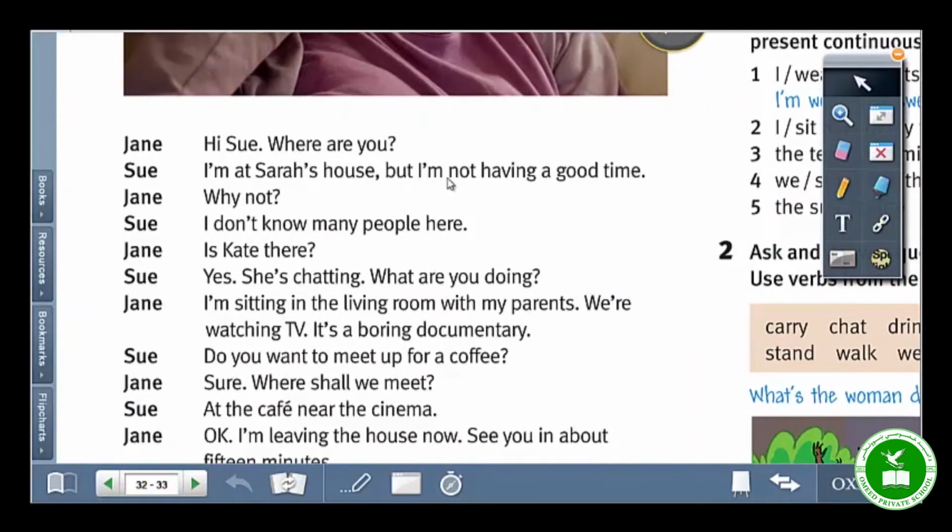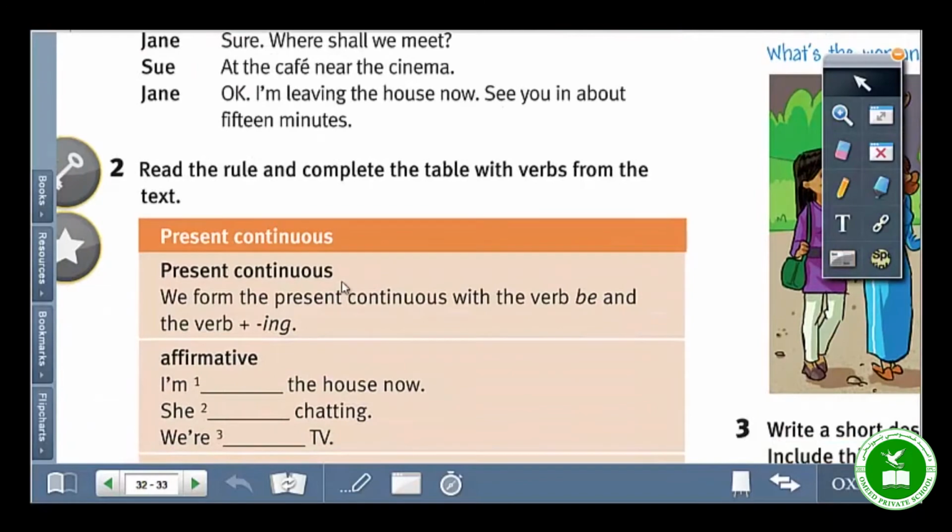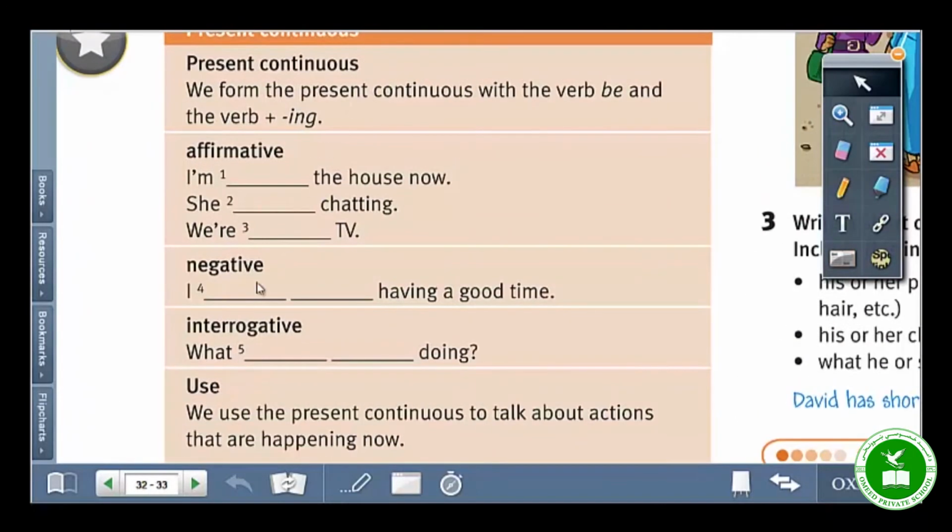Okay, I'm not having a good time. It means I'm not happy here, right? So I have to say I'm not having a good time. Interrogative sentence. Interrogative sentence means a question.